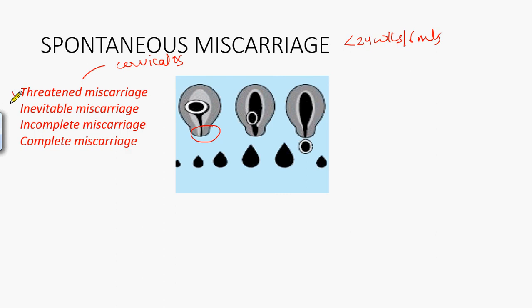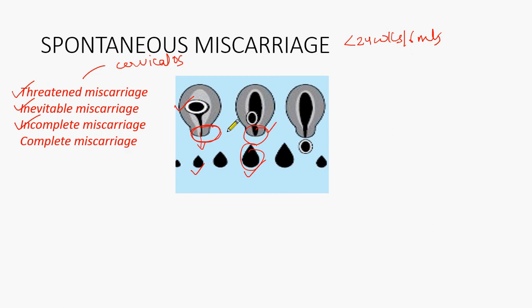Now let's talk about threatened miscarriage. Threatened miscarriage is a condition where the cervical os is closed but not completely, so you have a little bit of blood trickling out. This is called vaginal bleeding. So mild vaginal bleeding is present, but the products of conception have not been passed. That is a threatened miscarriage. Inevitable miscarriage is when the cervical os is open, therefore the vaginal bleeding is more, but the product of conception has not yet passed out, but inevitably they are going to pass out. That is why the name inevitable miscarriage.